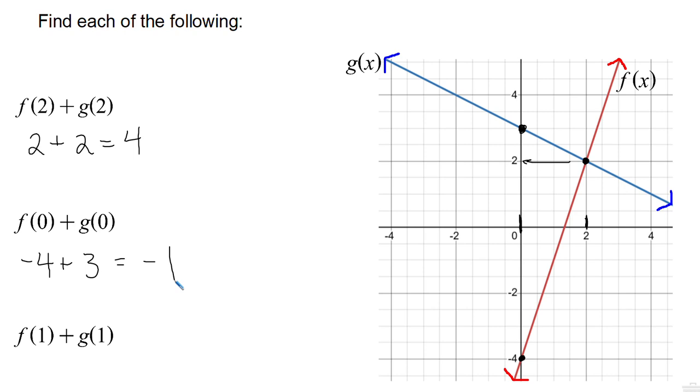And to find f of 1 and g of 1, to find f of 1, I'll just go to x equals 1 and look at my value of f of x there. That would be negative 1. And my value of g of x at 1, well, that's right up here. This point here was at 3. If I'm halfway between 2 and 3, that would be 2.5. So it looks like the value of g of x when x is 1 is 2.5. Negative 1 plus 2.5 is just 1.5.